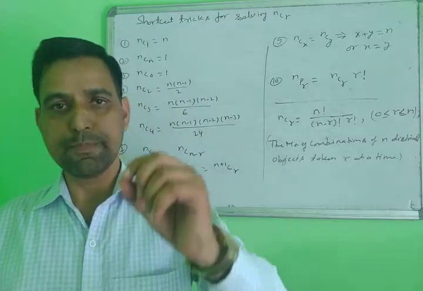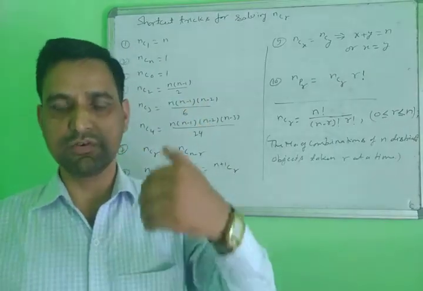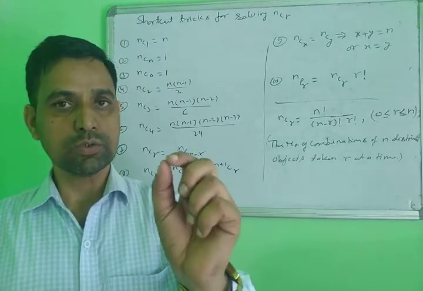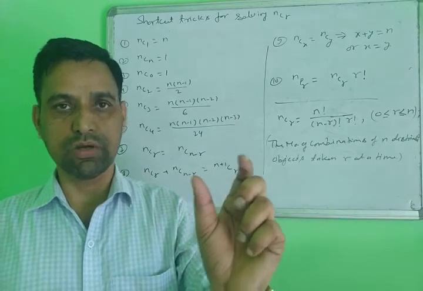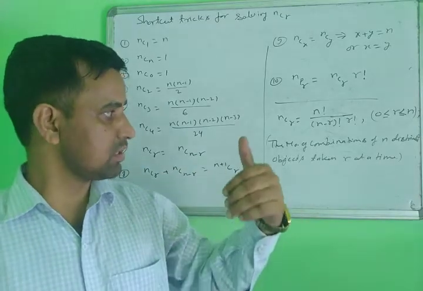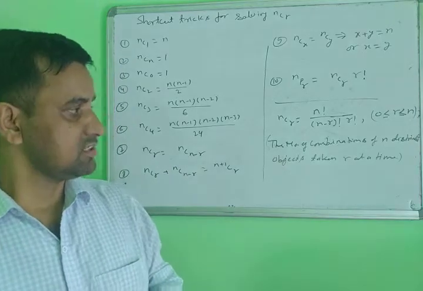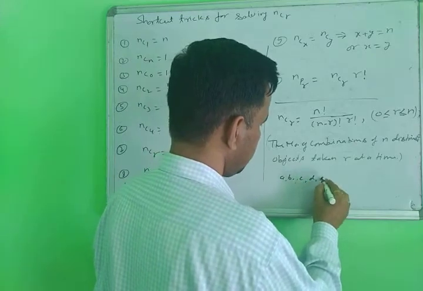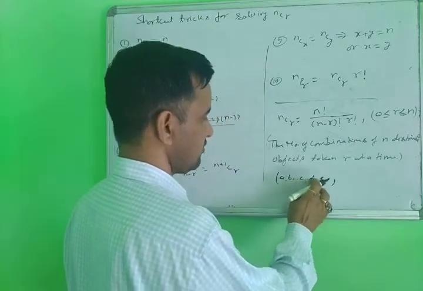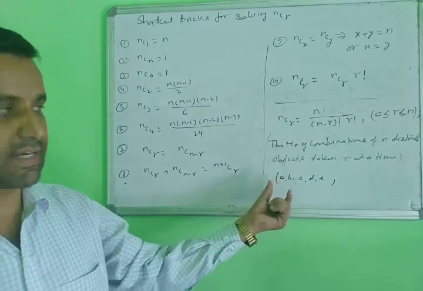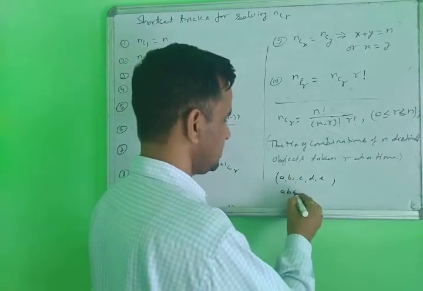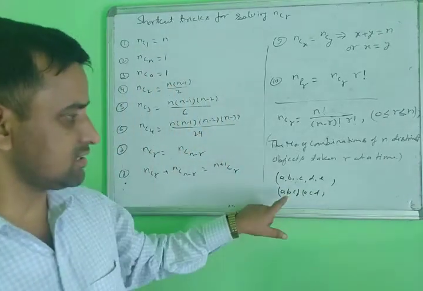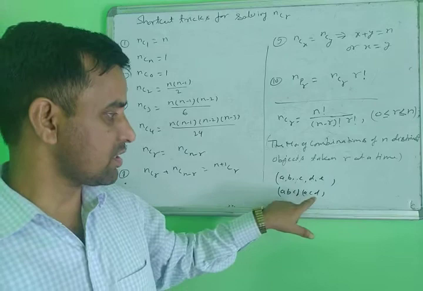Suppose you have 5 digits, or you can say 5 letters, and you want to make words of 3 letters, one word. This is called combinations, selections. Suppose you have A, B, C, D and E, the 5 letters, and you make three letters, for example A, B, C or A, C, D. You are making a word of 3 letters.